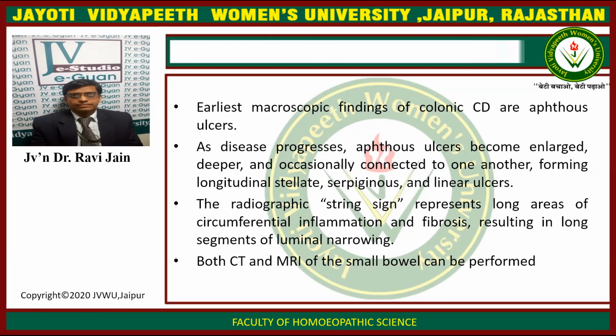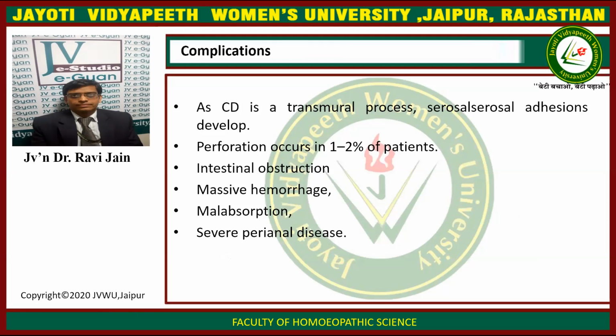The radiographic string sign that is most important in the case of Crohn's disease represents long areas of circumferential inflammation and fibrosis, resulting in a long segment of narrowed bowel. Both CT and MRI of the small bowel can be performed. Now, what are the different complications?